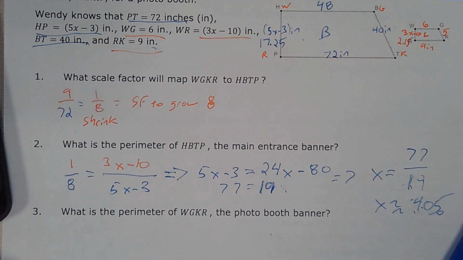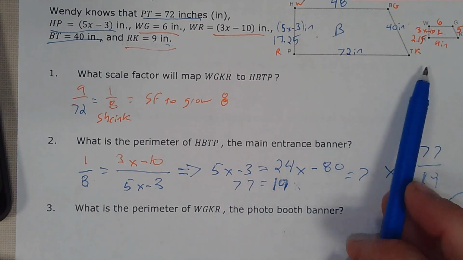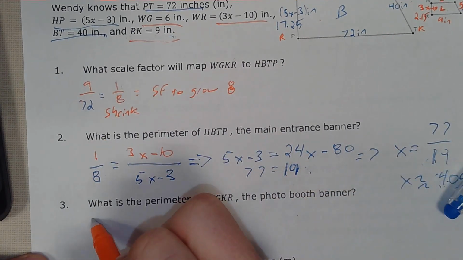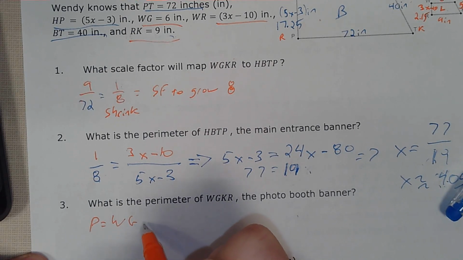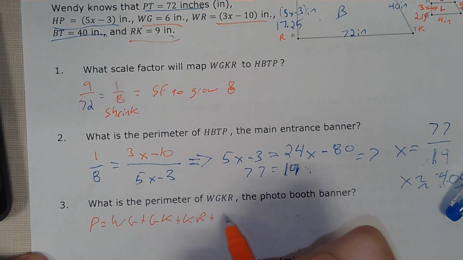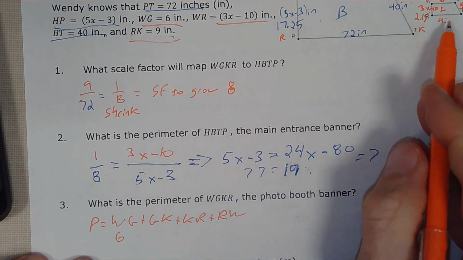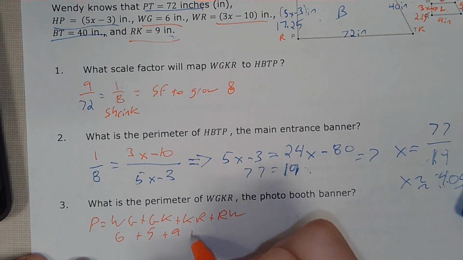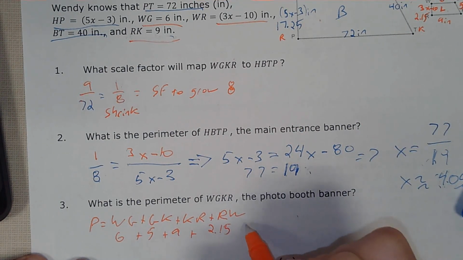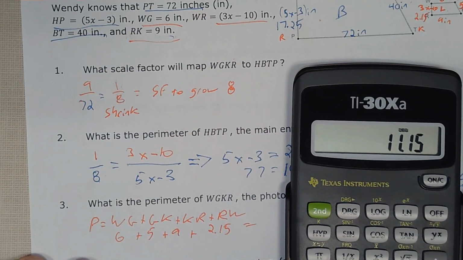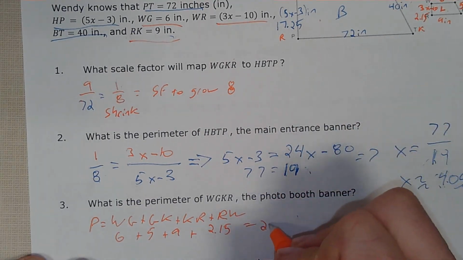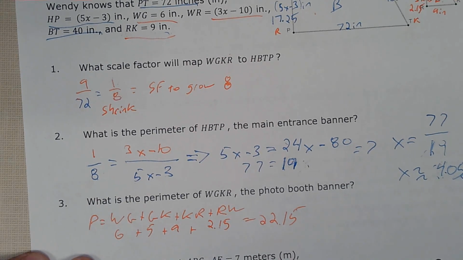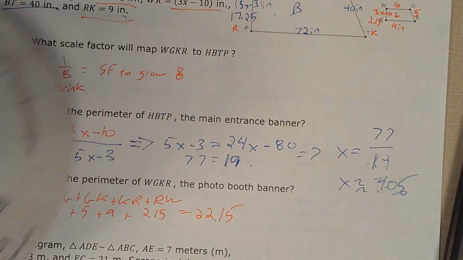What is the perimeter of WG, the little one? So the perimeter of the orange one. Perimeter equals WG plus GK plus KR plus RW. WG is 6, GK is 5, RK is 9, and WR is 2.15, which equals 9 plus 5 plus 6 is 22.15. And looking at the key, that is correct. Even though it doesn't look like that on paper, that is indeed correct.